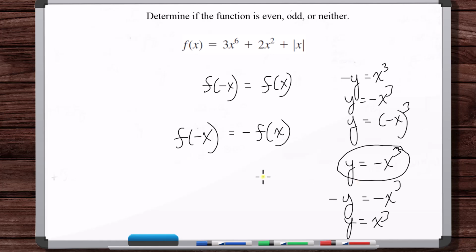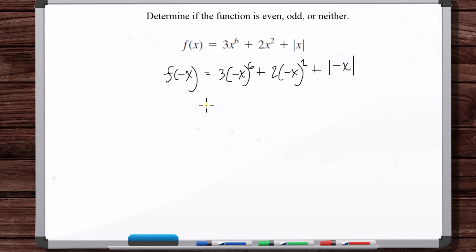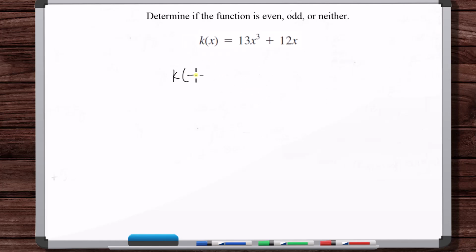It's kind of confusing. Okay, so is this function even, odd, or neither? Let's check if it's even. Does f of minus x equal f of x? So 3x to the 6 plus 2x squared plus, yes, this is even. Now checking for odd, this is f of minus x. Does that equal minus f of x? No. If we did put a minus sign in front of this, that would be different. So this is even.